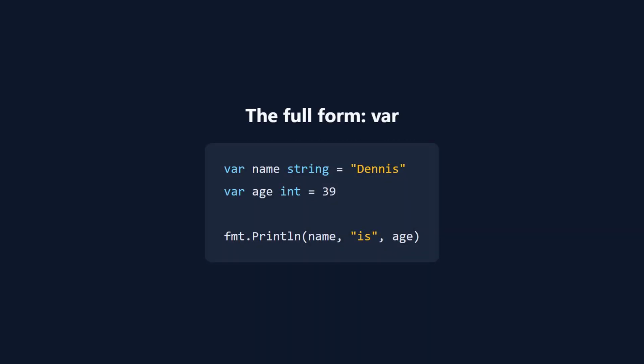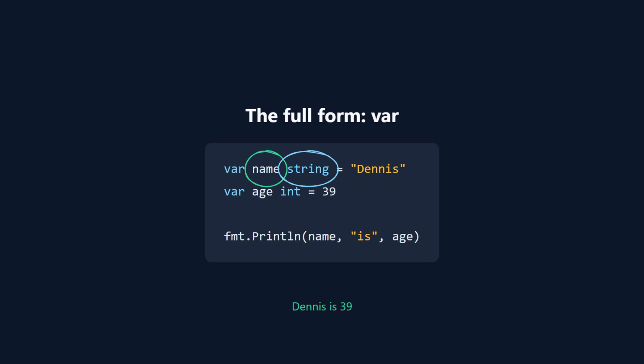This is the long form, and it reads cleanly from left to right. The word var says, I am declaring a variable. Then comes the name of it, in this case, name. Then, the type. This one holds a string. And then the value we are starting it off with, Dennis. Print it, and we get, Dennis is 39.